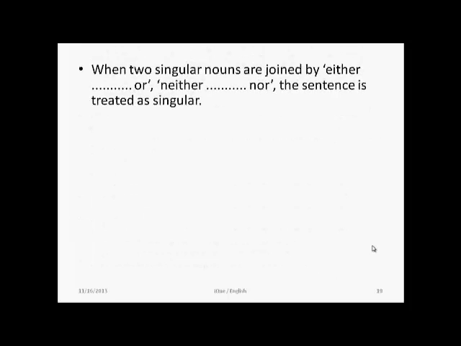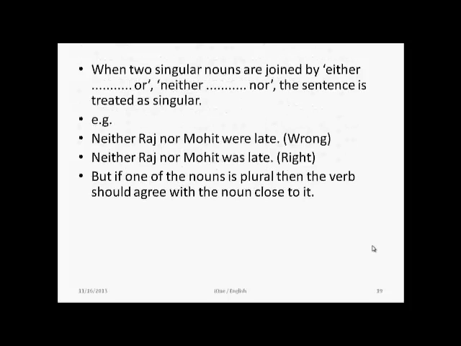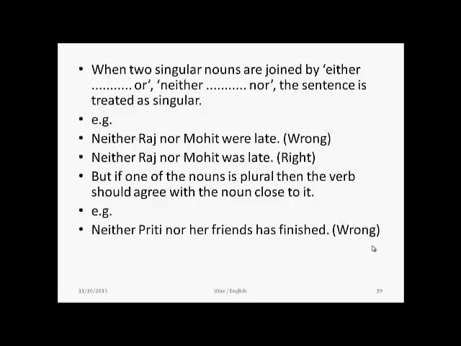When two singular nouns are joined by words like either or neither nor, the sentence is treated to be singular. So for example, we do not say neither Raj nor Mohit were late. We say neither Raj nor Mohit was late. But if one of the nouns is plural, then the verb should agree with whichever noun is close to it. So for example, neither Preeti nor her friends has finished would be wrong. Now, the closer noun in this case is the friends, which is plural. So the correct form would be neither Preeti nor her friends have finished.